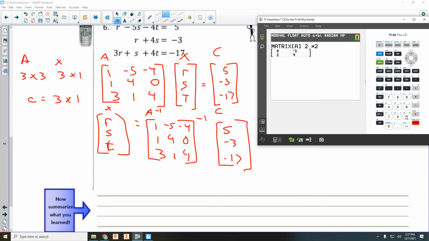So matrix A, I'm going to go 3 by 3. 1, -5, -4. 1, 4, 0, and then 3, 1, 4. So we have to enter our matrix A. And then is it going to be A times B? B or C. I'm going to go ahead and use matrix C just to keep the same notation as the way the formula is written. Okay.